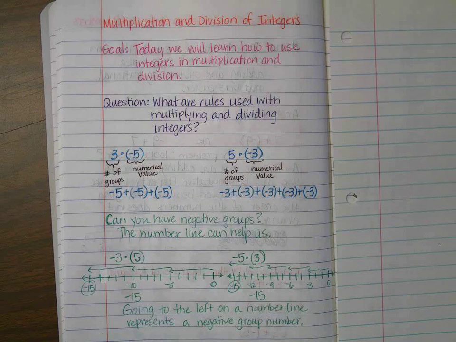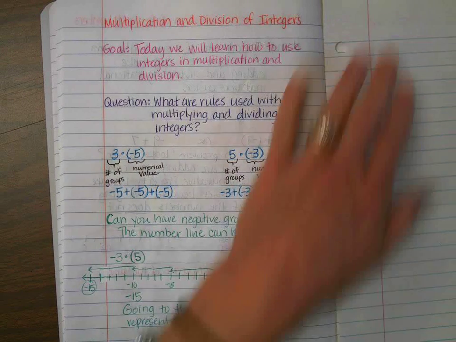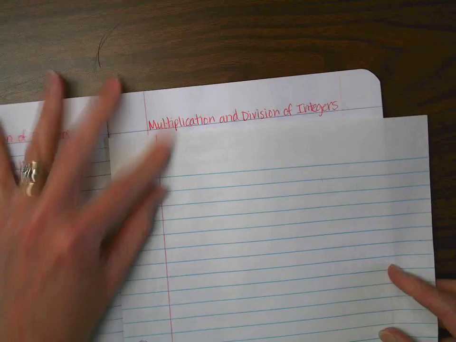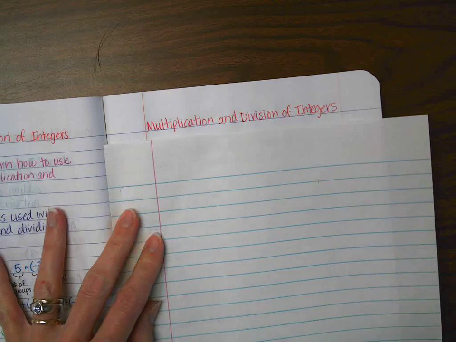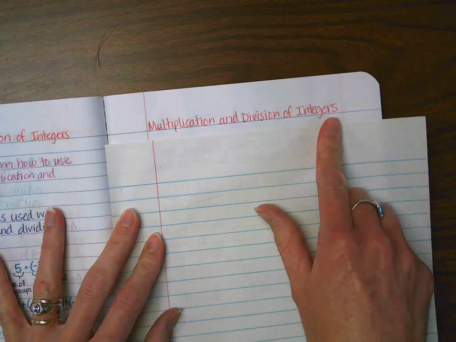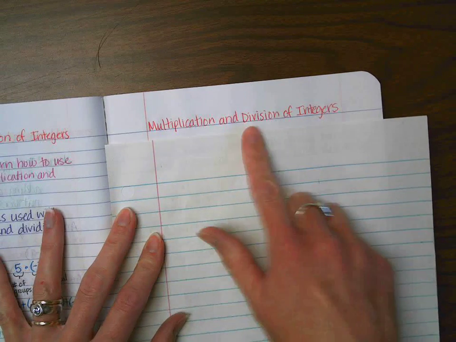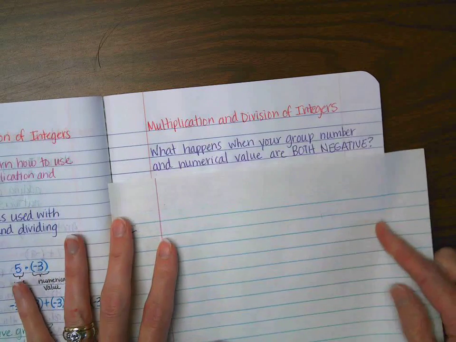Now, some of you are thinking, okay, is there another way to show multiplication? And the answer is yes. But I have to move to the next page. So on the next page, first thing you're supposed to do, I've been seeing a lot of kids lately not doing this, so please, please put your title on all of your pages: multiplication and division of integers.